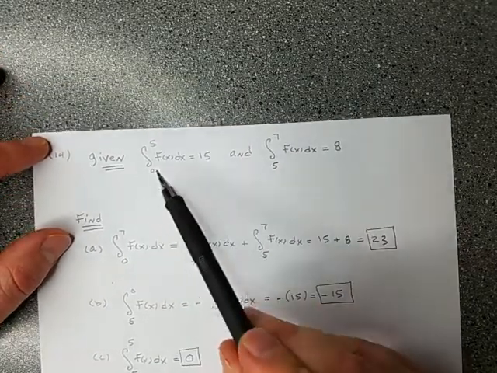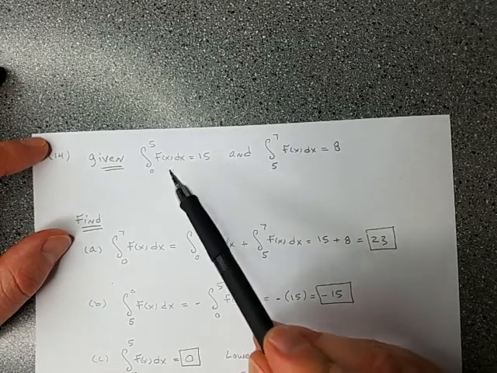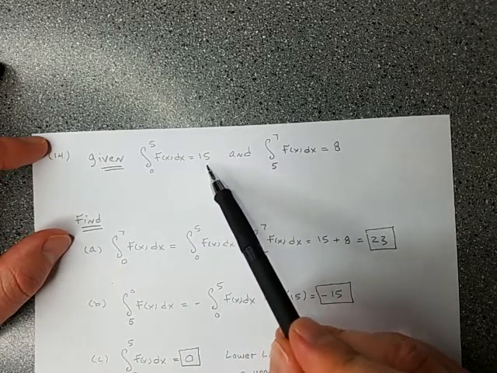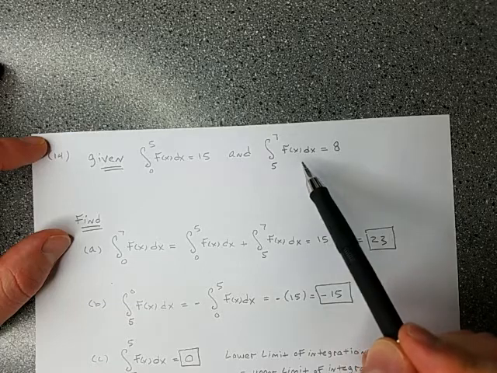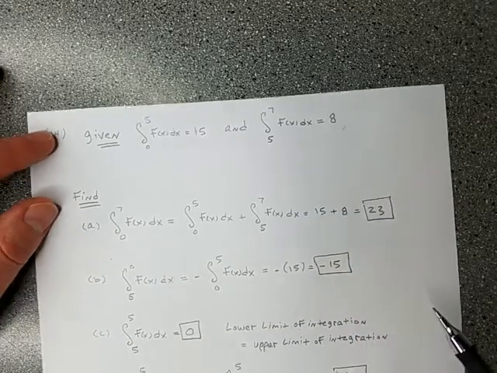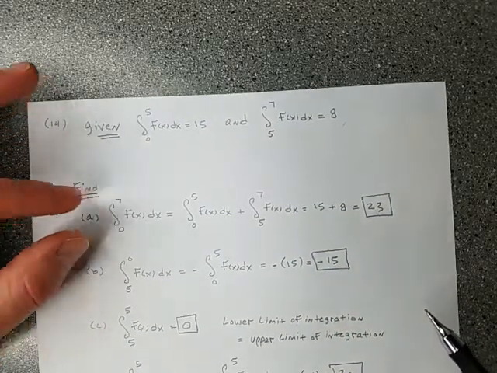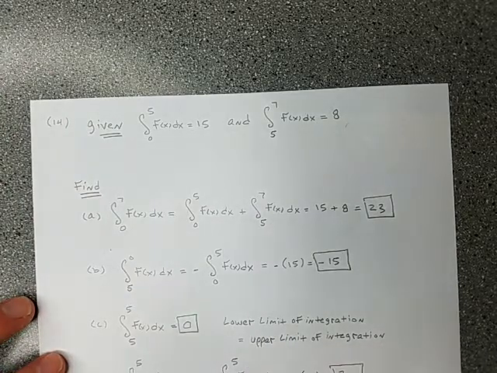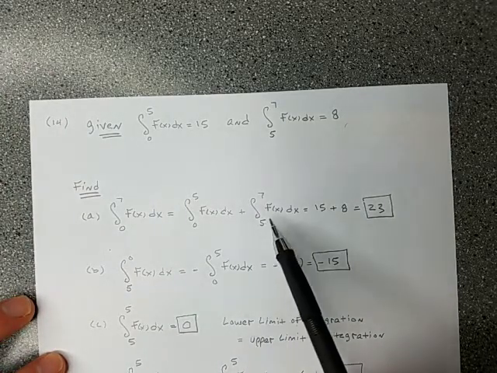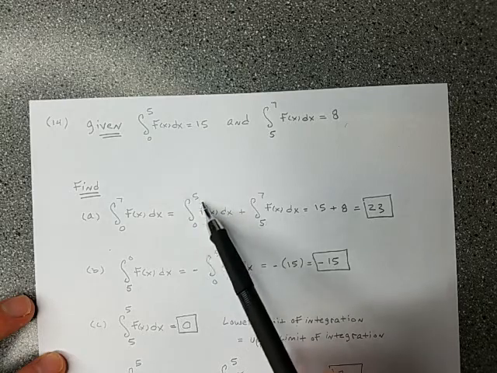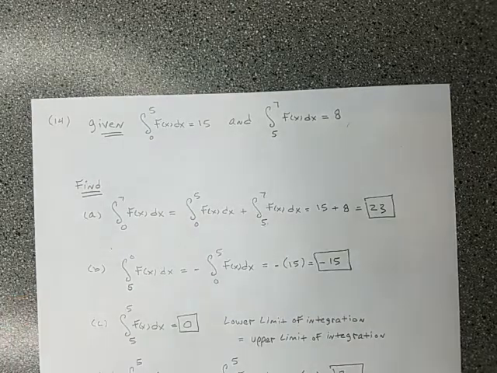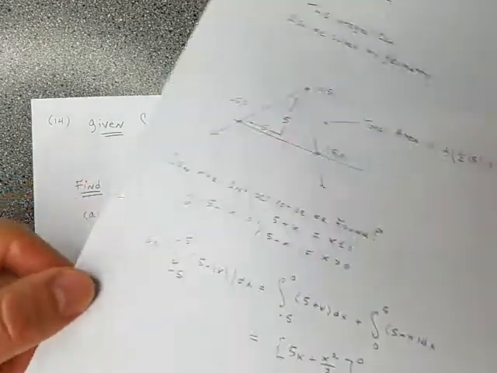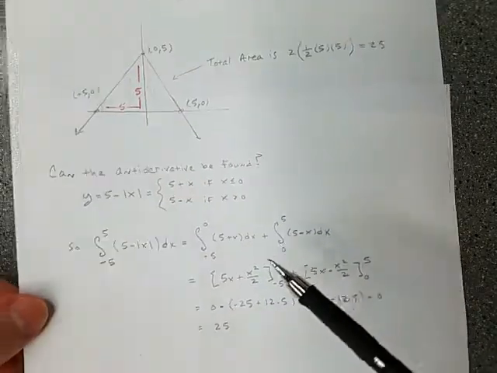But if I'm given these integrals, 0 to 5 of f of x dx is 15, and 5 to 7 of f of x dx is 8, could I figure out 0 to 7? Well, isn't the whole the sum of the parts? See how this one picks up where that one leaves off? That's the same principle, in fact, of this last problem here.